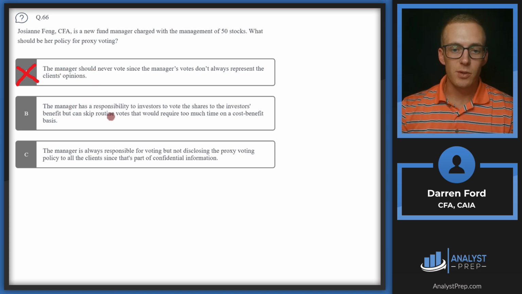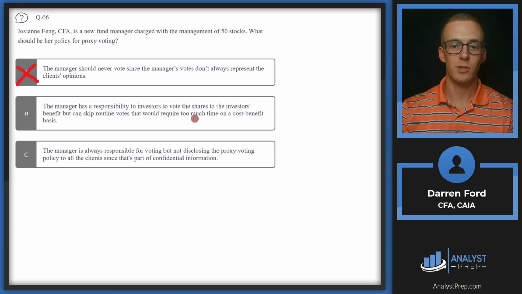B, the manager has a responsibility to investors to vote the shares to the investor's benefit, but can skip routine votes that would require too much time on a cost-benefit basis. This sounds like it could be our answer, based on what we just talked about before diving into the answers. We're going to want to vote prudently if it helps investors, but we don't want to spend too much time on things that aren't worthwhile.